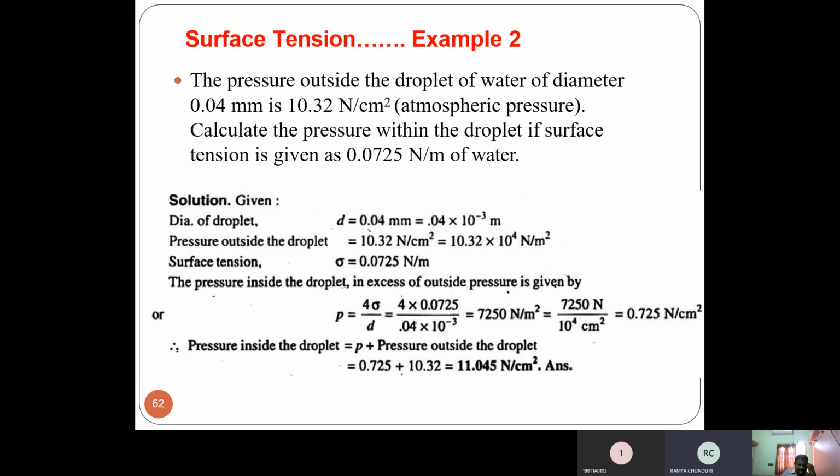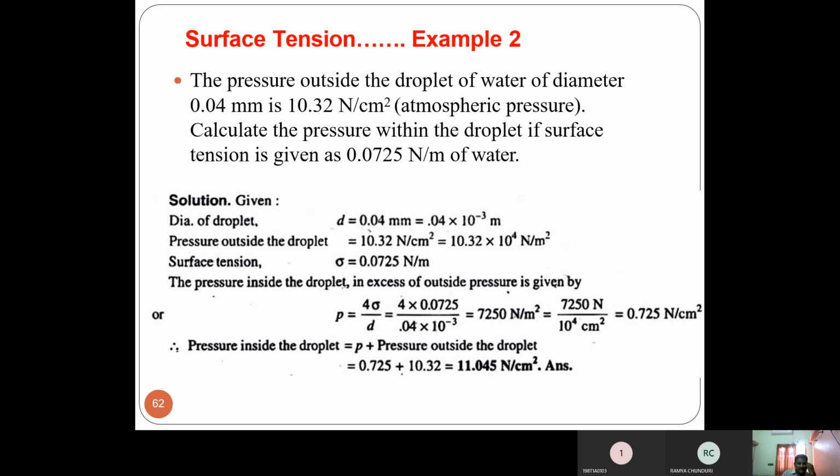Okay, surface tension. The given value sigma is equal to 0.0725 Newton per meter. And now next, the pressure inside the droplet. The pressure inside the droplet in excess of outside pressure is given by P is equal to 4 sigma by D. That is equal to 4 into 0.0725 by 0.4 into 10 to the power of minus 3, that is the diameter. Once we simplify it, we will get 7250 by 10 to the power of 4. We will get 0.725 Newton per centimeter square. This is the pressure we got.